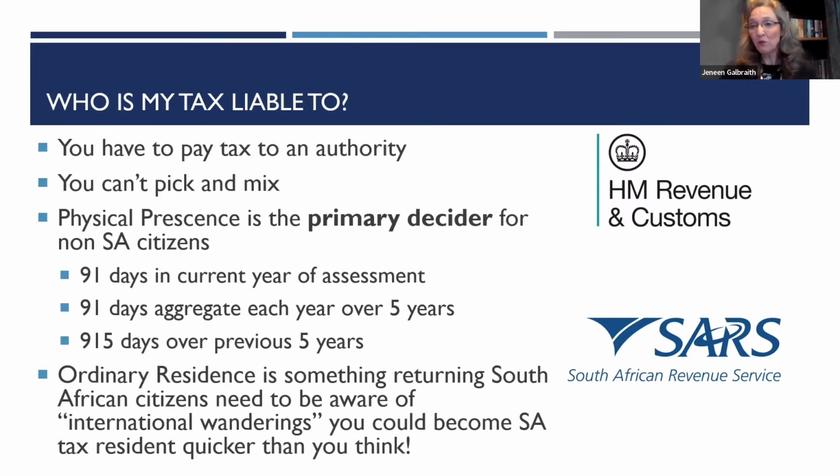But we've just got to be aware that SARS could look at your lifestyle and say, actually, you've made your life here in South Africa. You became a resident from the time you landed, basically. Now, it's unlikely that happens, but it is a possibility. So we've got to consider both tests always, and make sure that nobody has triggered ordinary residence before physical presence.